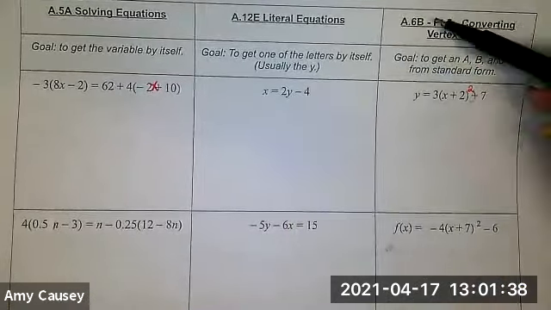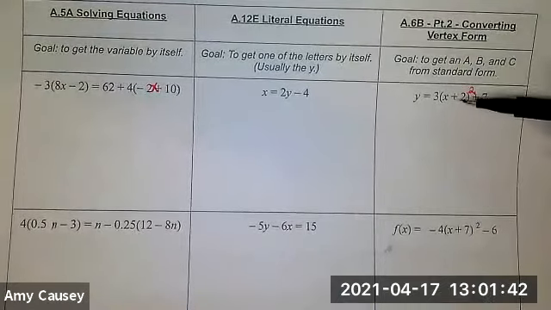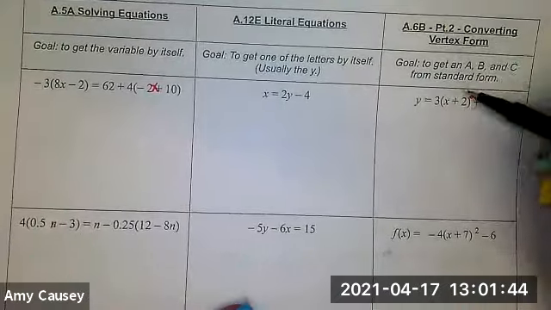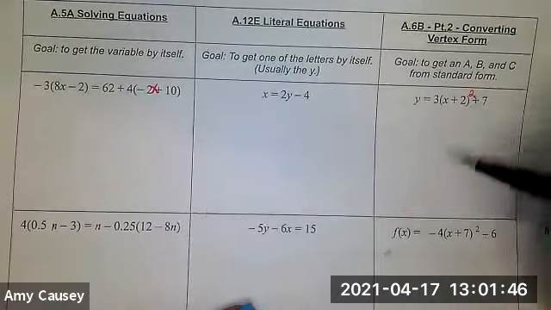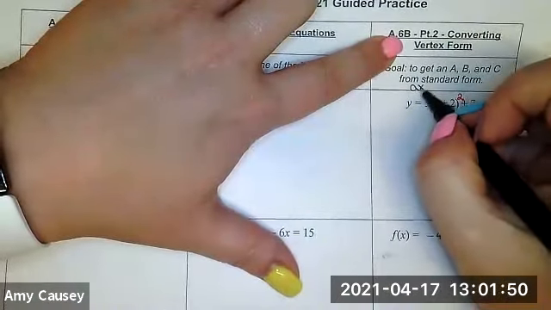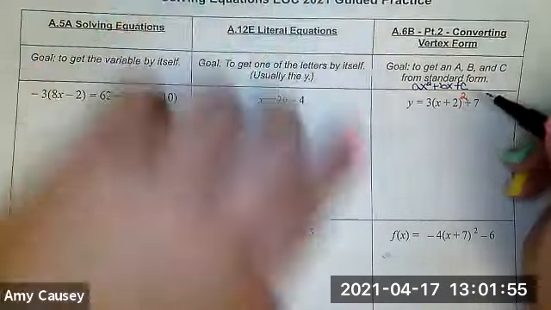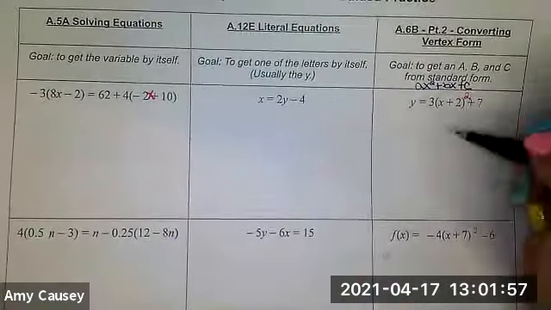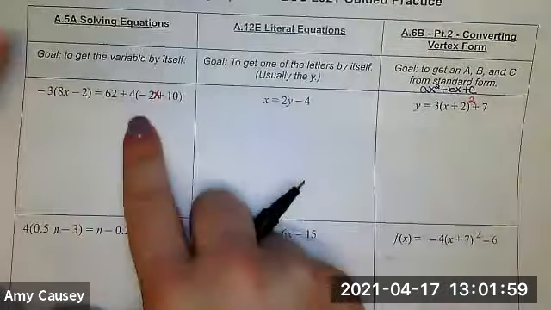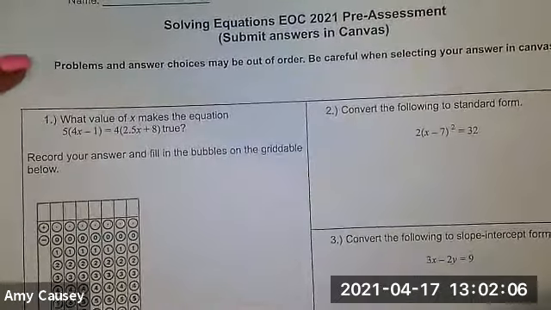And then we also have part of another standard that requires you to be able to convert from vertex form to standard form. So standard form, if you recall, is your ax squared plus bx plus c. So you're wanting to get an a, b, and c out of this. So let's start with solving equations. Prior to this video, you should have also taken your pre-assessment already to see where you're starting.